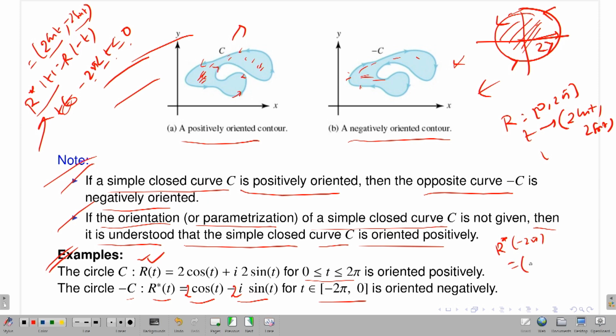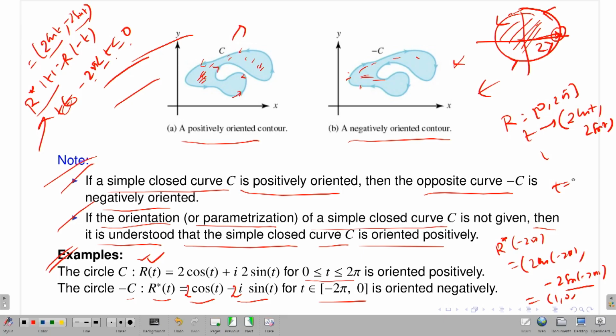This should be 2 cosine of minus 2 pi and then minus 2 sine of minus 2 pi, right. So, that means this is 0 and this is 1. So, that means I should get (1, 0), that means I will have this here. But now you choose t as I already explained.